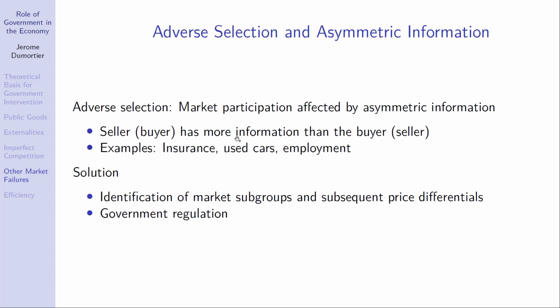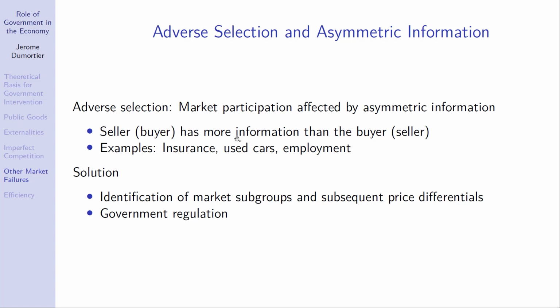Now, there are other market failures that I want to touch on. So we have asymmetric information as well as adverse selection. Basically, adverse selection is a situation where market participants are affected by asymmetric information. Asymmetric information means that one party of a trade does not have full information. You can think about this. The prime example here is used cars. Usually the seller of the used car has much more information about the reliability of the car than the buyer.